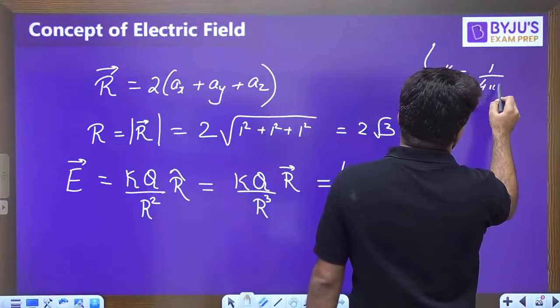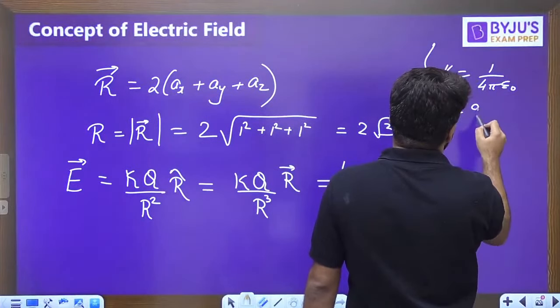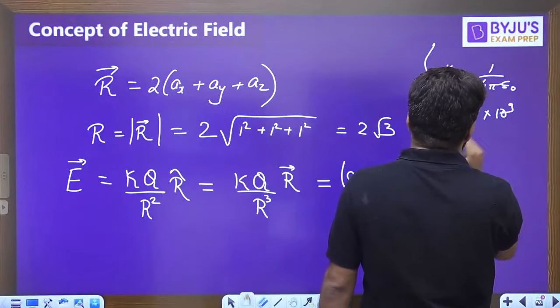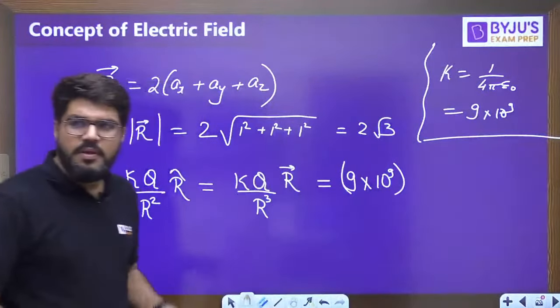It is the 1 upon 4 pi epsilon naught. Putting the value of epsilon naught, K is 9 into 10 raised to the power 9 approximately.